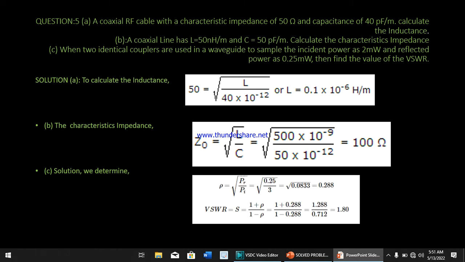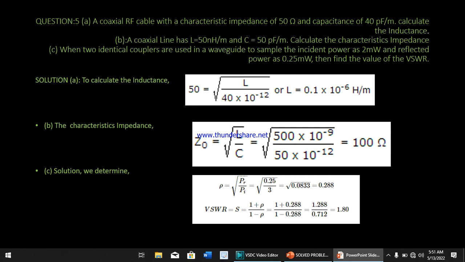So for solution to question C now, it says we should determine the reflection coefficient when two identical couplers are used in a waveguide to sample the incident power as 2 milliwatt and reflected power as 0.25 milliwatt. Then find the value of the VSWR.